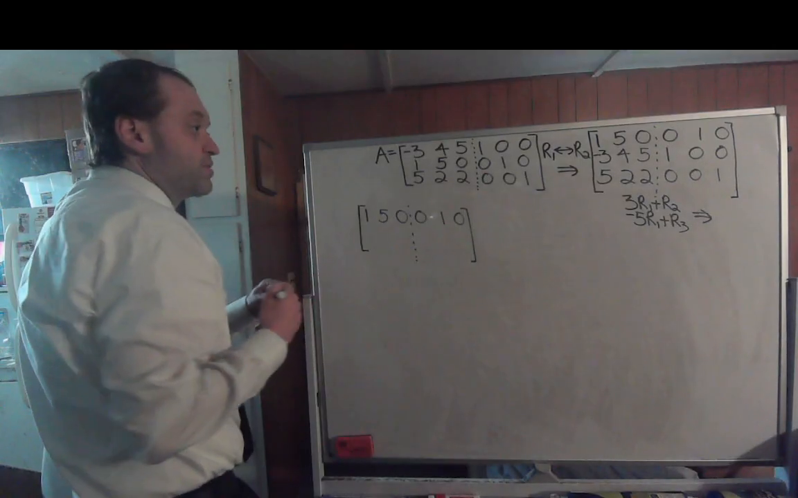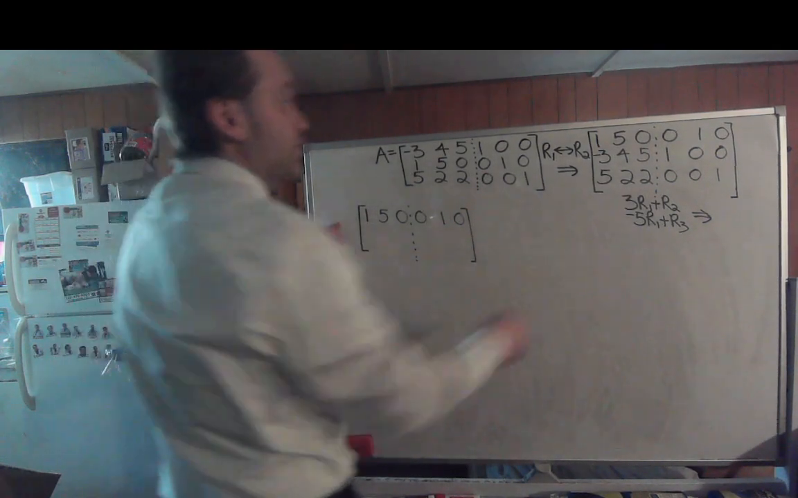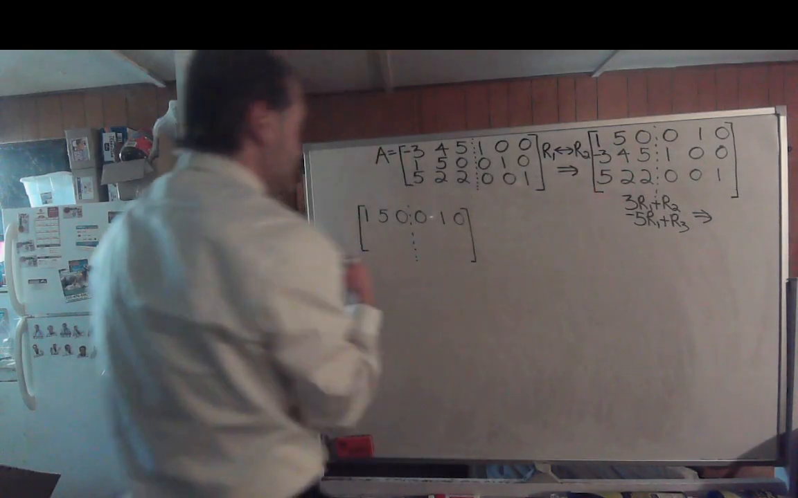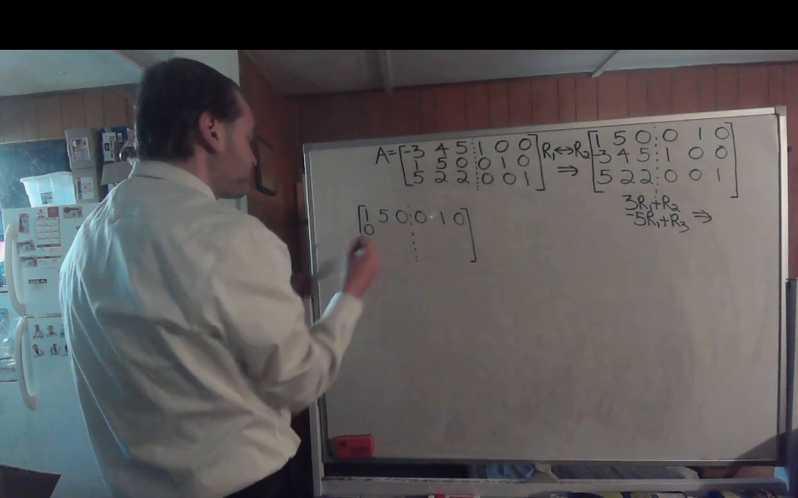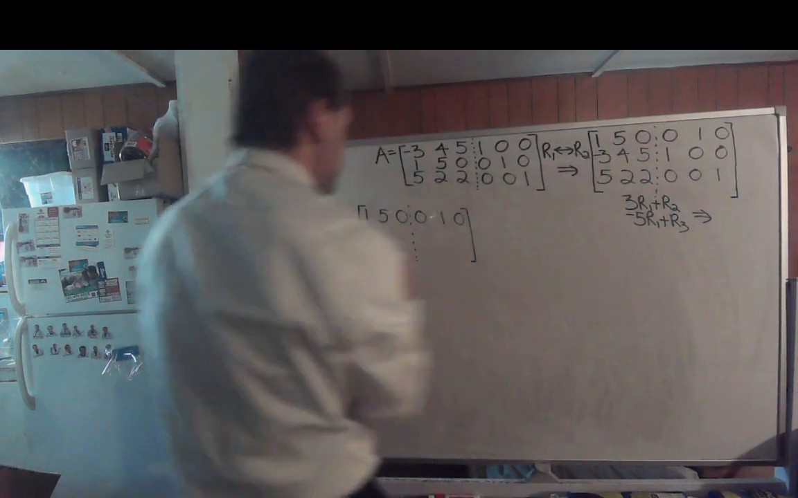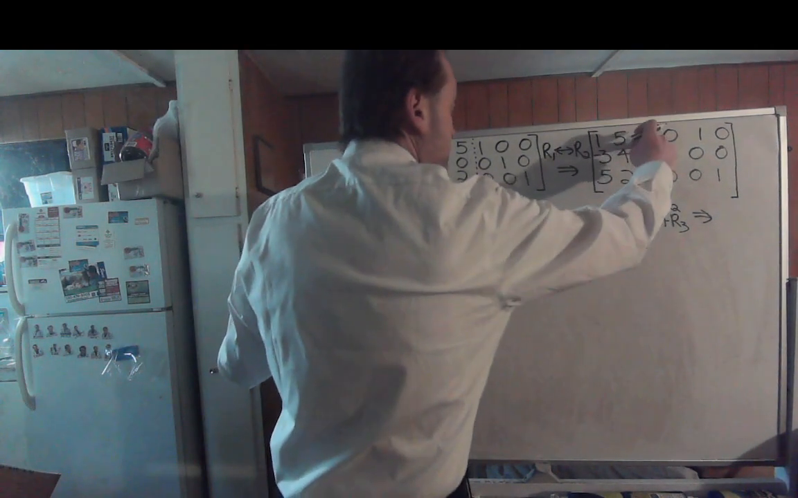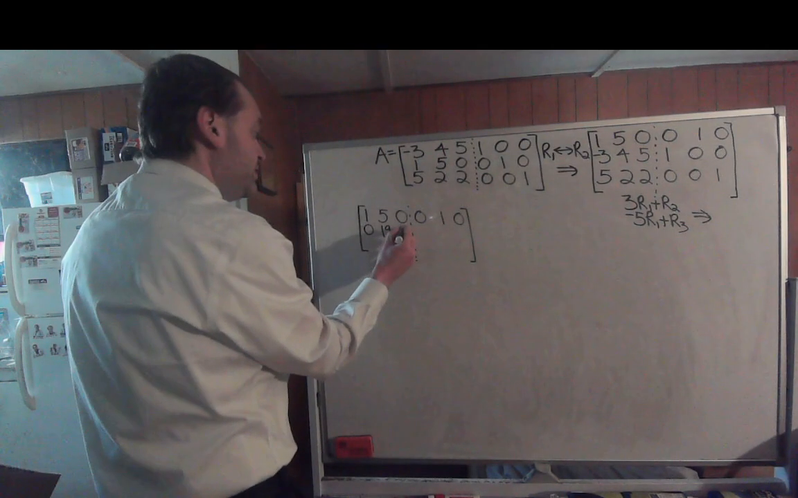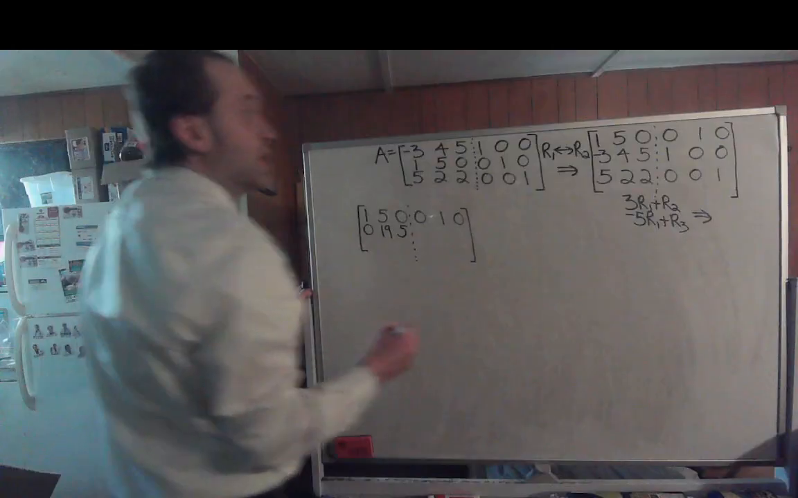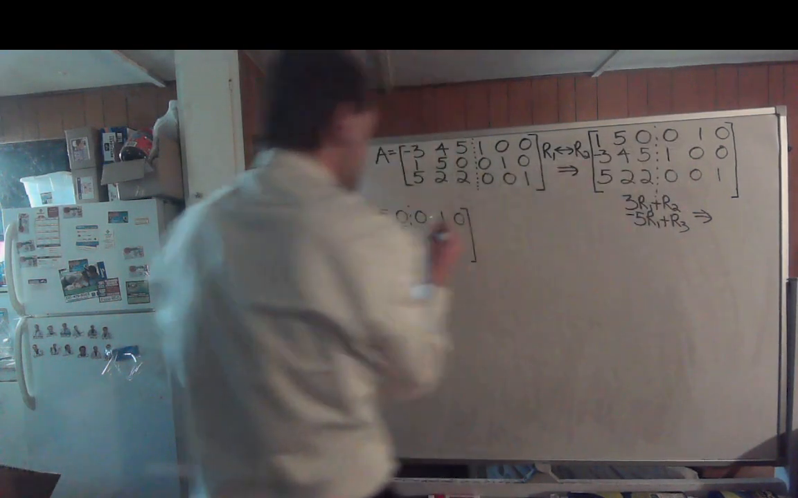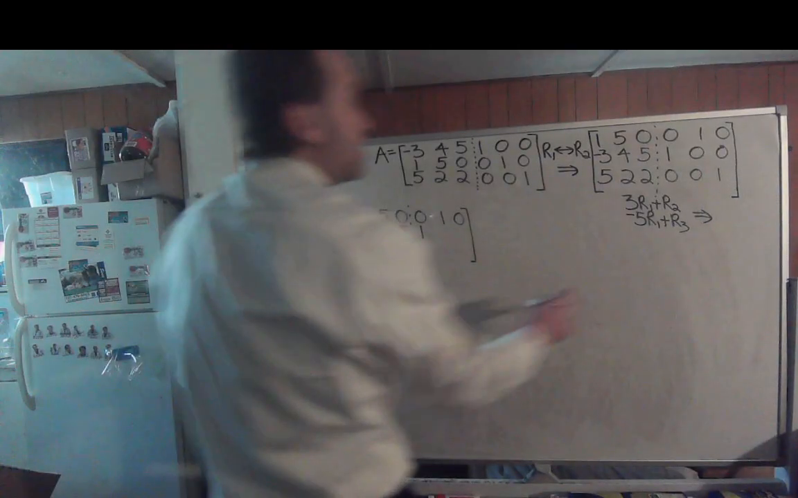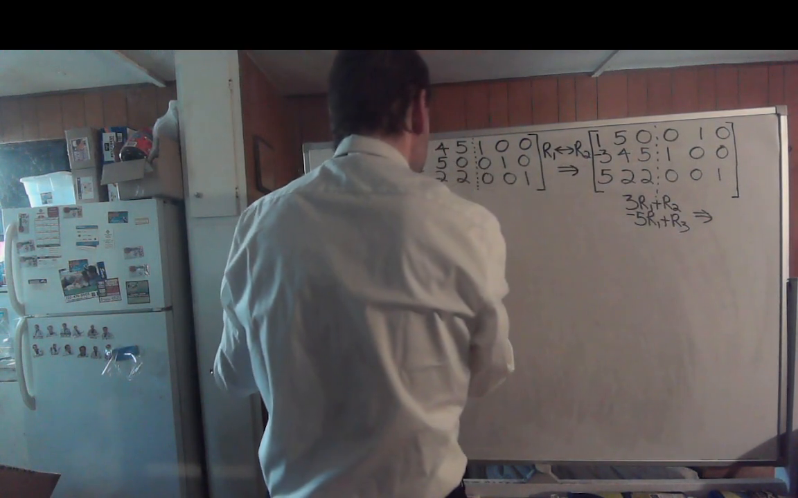Alright, so let's deal with rows 1 and 2. So 3 times 1 is 3, minus 3 is 0. Alright, then 3 times 5 is 15 plus 4 is 19. 3 times 0 is 0 plus 5 is still 5. Alright, then 3 times 0 is 0 plus 1 is 1. 3 times 1 is 3 plus 0, that's 3. 3 times 0 is 0 plus 0 is still 0.